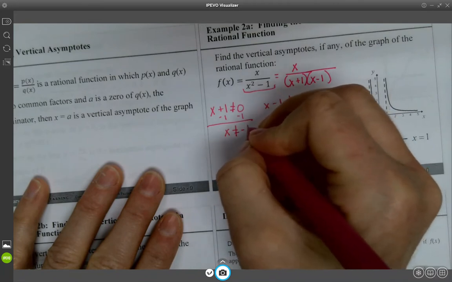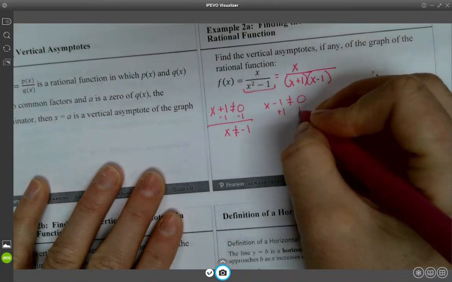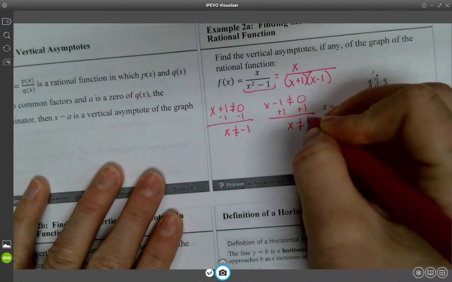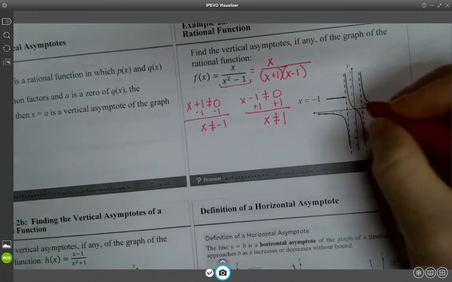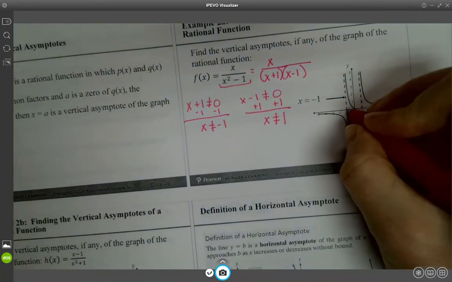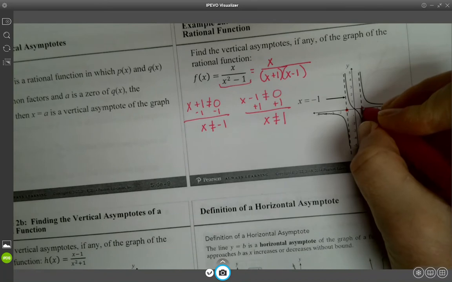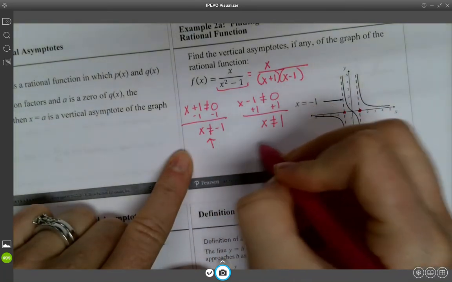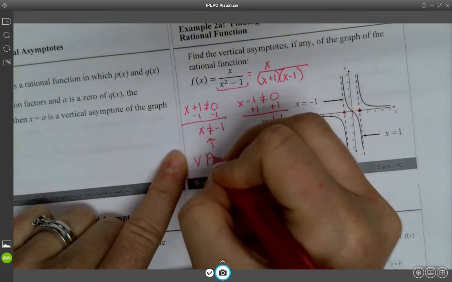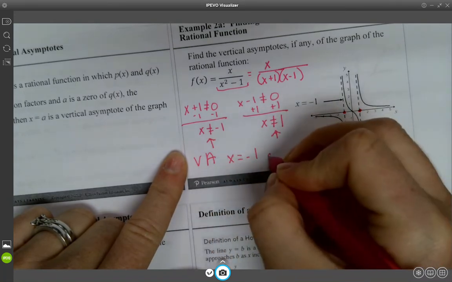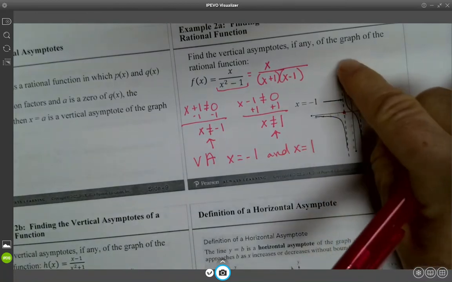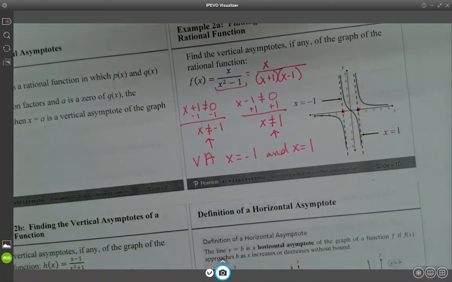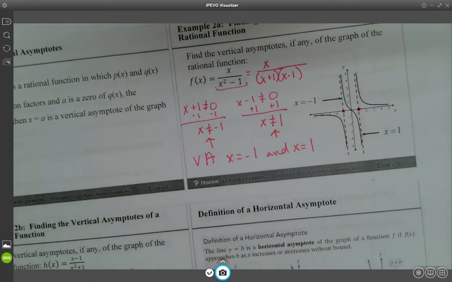So x cannot equal -1, and x cannot equal +1. So if we look at where x, remember this is our x-axis, at -1 and x at +1, these are going to be our vertical asymptotes. X equals -1 and x equals +1. So you would put a point there, draw dotted lines or dashed lines to identify where x cannot be. So that makes a vertical asymptote.